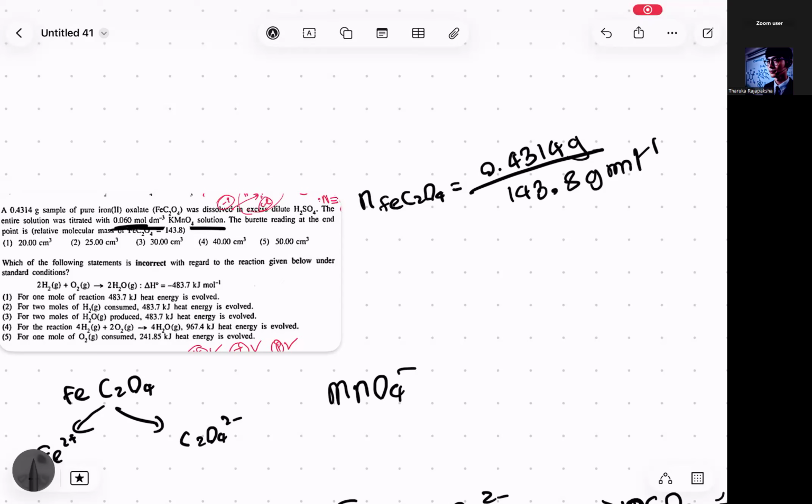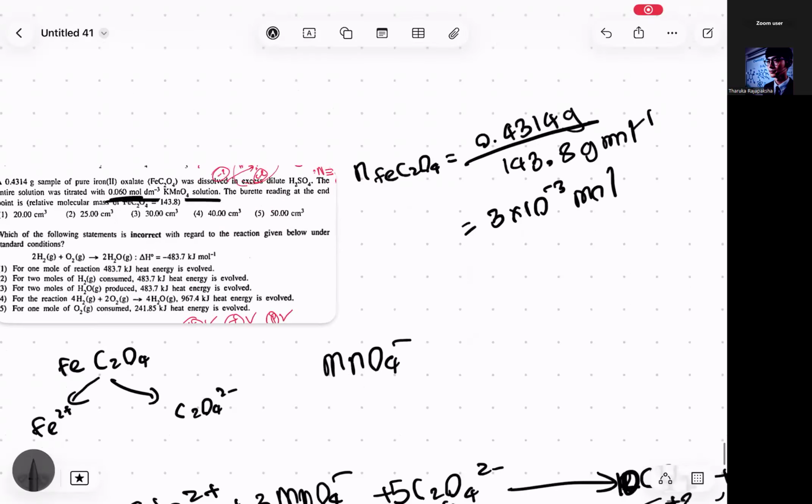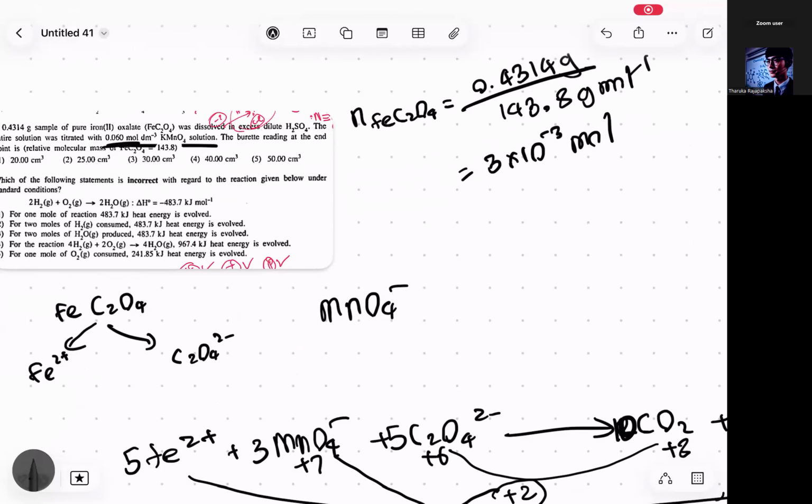So 0.4314 divided by 143.8 gives 3 times 10 to the power minus 3. So 3 times 10 to the power minus 3 moles will be the answer for the number of moles of FeC2O4. If the number of moles of FeC2O4 is this much, the number of moles of Fe2 plus will be the same value, right?